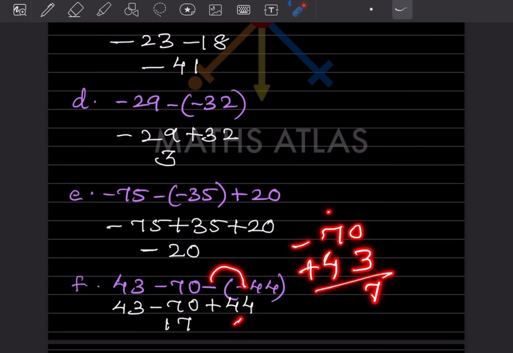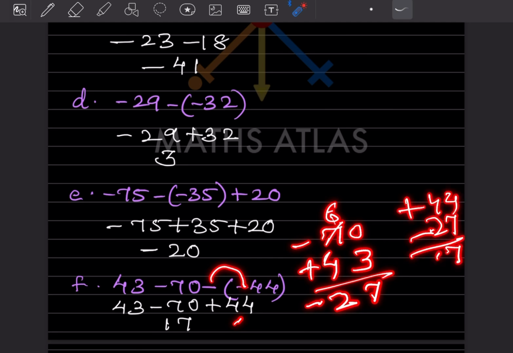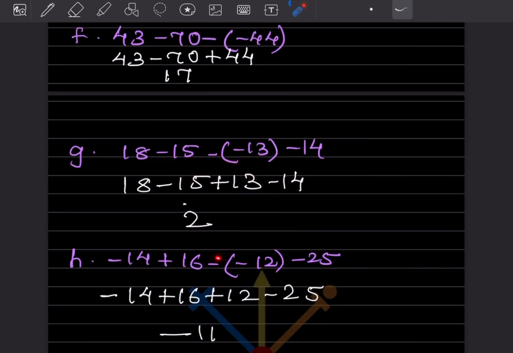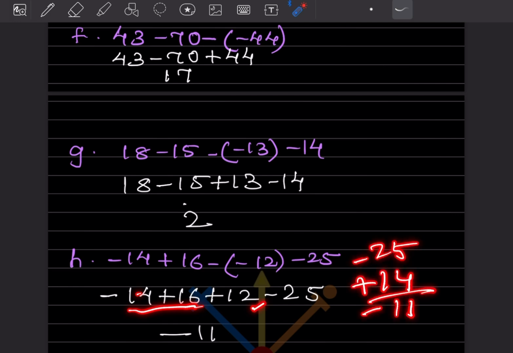And this is going to be plus 44. So 43 minus, this will be minus 27. And this will be plus 44. So this is going to be 17. So this here will be 3. 16 minus 14 is going to be 2. So this is going to be plus 12. So if you take these two numbers, you get 2. 2 plus 12 is 14. 14 plus 14 minus 25, which is going to be minus 11.